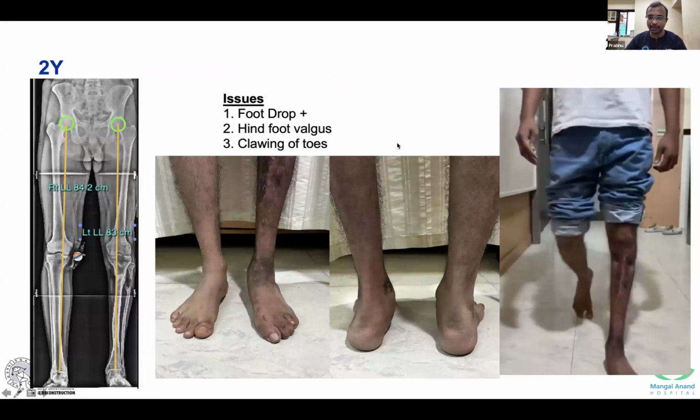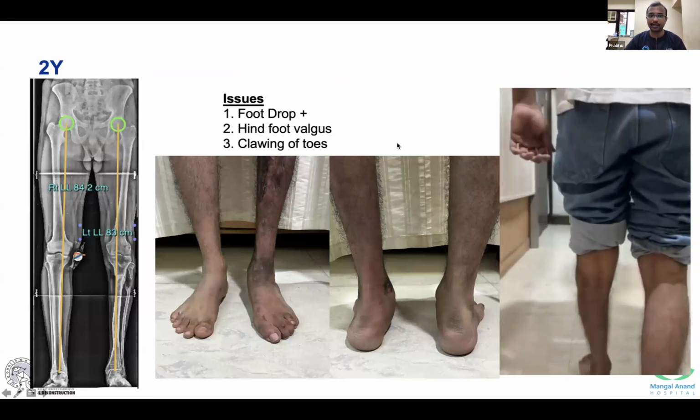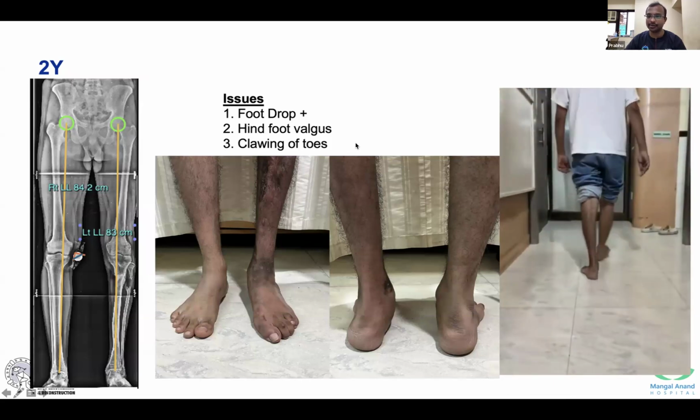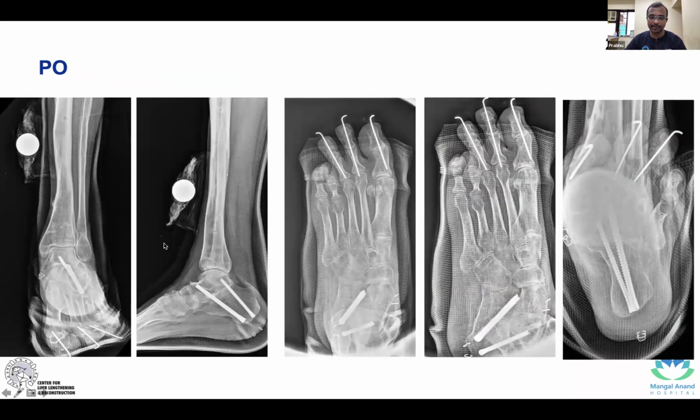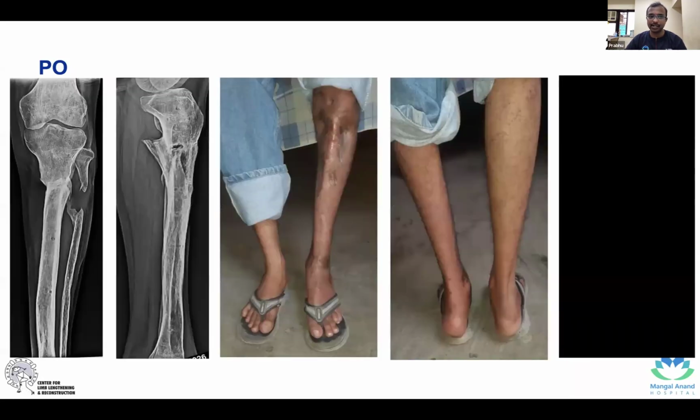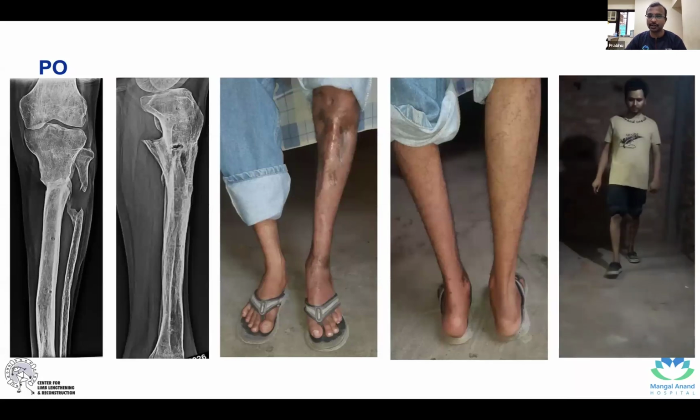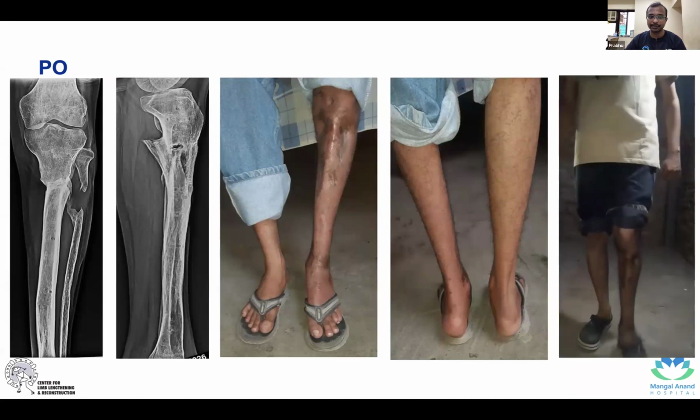Patient had problems of foot drop and complaints of hind foot valgus and clawing of toes, for which plan was done to do subtalar fusion, tibialis posterior transfer to intermediate cuneiform with peroneus longus tenodesis, peroneus brevis lengthening, and claw toe correction. This was the surgery which was planned and executed. These are his post-op clinical pictures and X-rays. This is his walking video post-op 4th month.